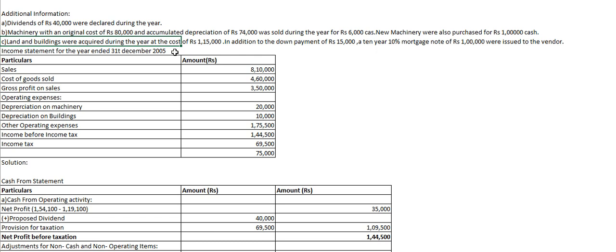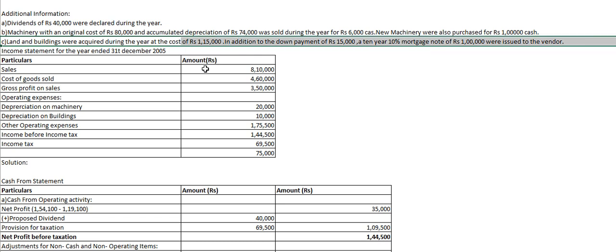Land and buildings were acquired during the year at a cost of 1,15,000, with a down payment of rupees 15,000. A 10-year 10% mortgage note of rupees 1 lakh was issued to the vendor. So land and building were acquired for 1,15,000. This 1,15,000 was paid partly in cash, which is 15,000, and the remaining through mortgage loan.